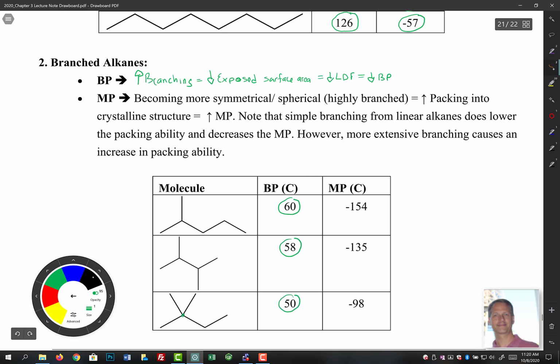Well, what about melting point? Well, becoming more symmetrical or spherical, right, increases our ability to pack into a crystalline structure, which increases the melting point. Right, so note here that the simple branching from linear alkanes does lower the packing ability and decrease the melting point. However, more extensive branching causes an increase in packing ability. Right, so we kind of see extremes here with this. So we go from negative 154 down to negative 135 and down to negative 98.